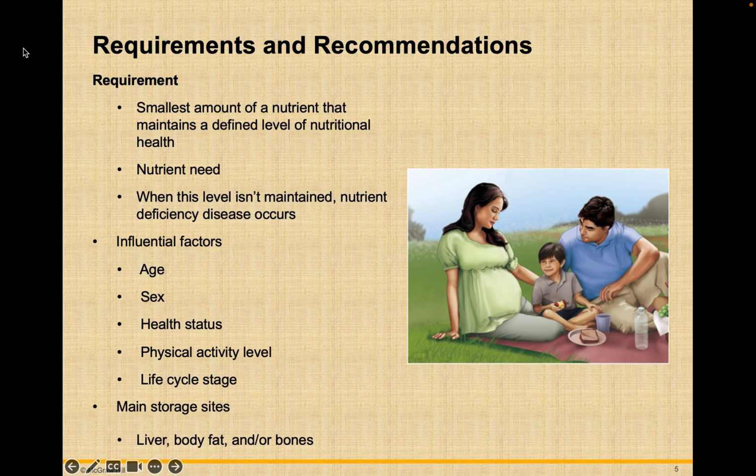The nutrient needs that each of us has is influenced by our age, whether we are male or female, our health status, how much activity we get, and how old we are. Someone who's in their 20s will have different needs than someone in their 80s.